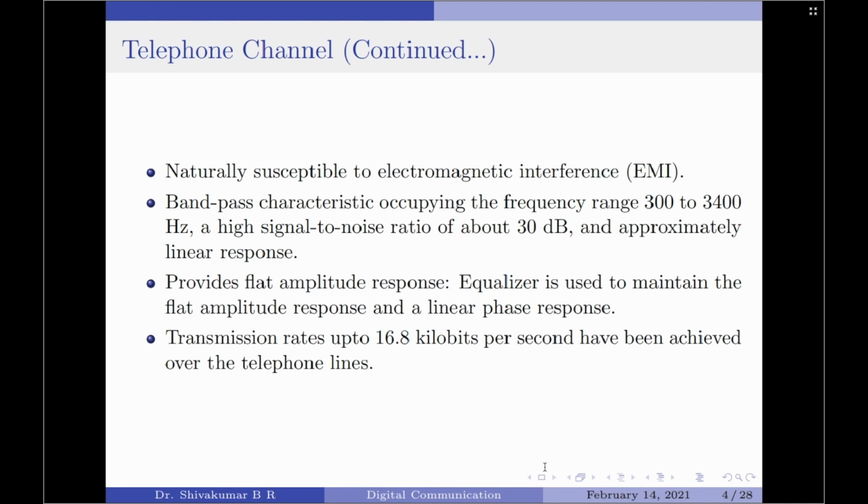The channel has a bandpass characteristic occupying the frequency range from 300 to 3400 Hz, a high signal to noise ratio of about 30 dB, and approximately a linear response. For the transmission of voice signals, the channel provides a flat amplitude response. But for the transmission of data and image signals, since the phase delay variations are important, an equalizer can be used to maintain the flat amplitude response and a linear phase response over the required frequency band. Transmission rates up to 16.8 kilobits per second have been achieved over telephone lines.